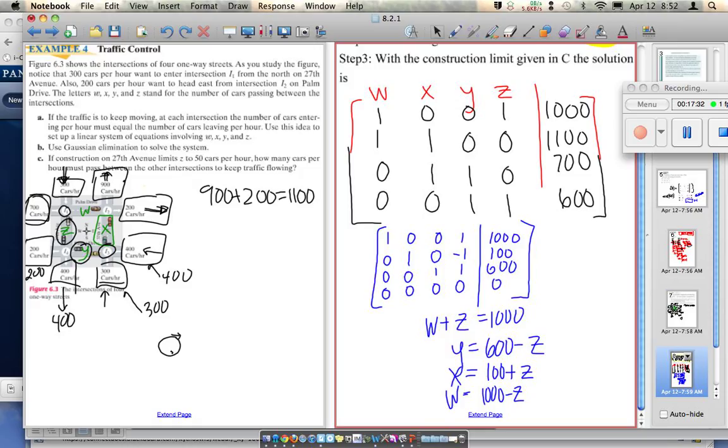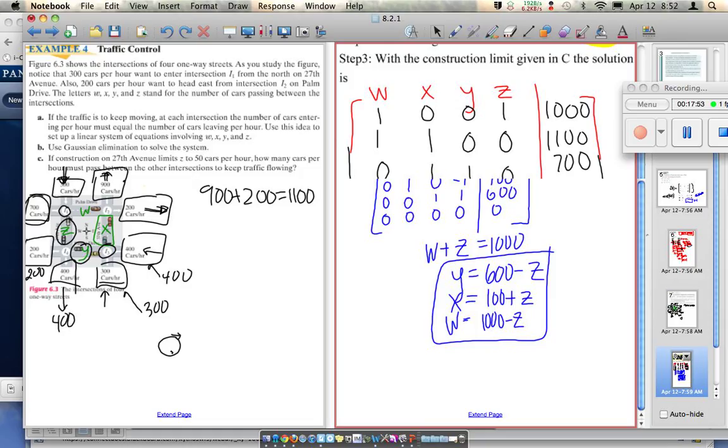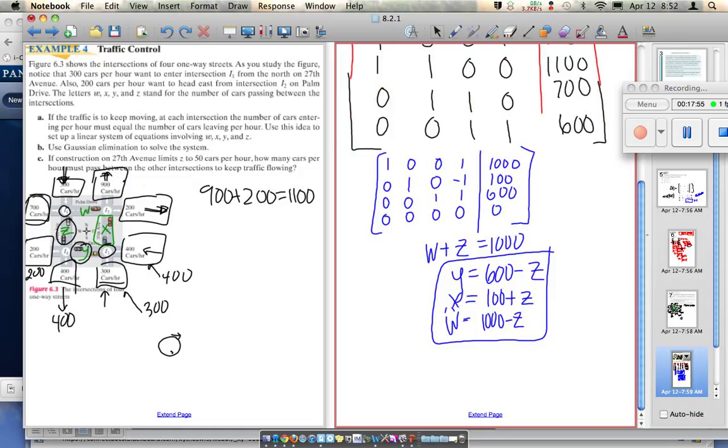So let's take a look at what this means. That's my description of my solution set, and of course z just equals z. But w, x, and y are all dependent on z. Question C is where we're actually going to know z. Z has to only be 50 cars per hour because of construction. So that tells me that I can figure out what w, x, and y will be in that case.